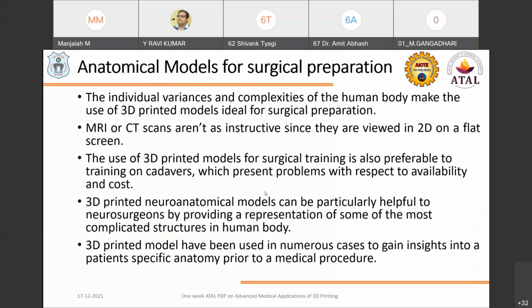The other application is anatomical models for surgical preparation. The individual variances and complexities of the human body make 3D printed models ideal for surgical preparation. MRI or CT scans are not as instructive, since they are viewed in 2D on a flat screen. The use of 3D printed models for surgical training is also preferable to training on cadavers, which present problems with availability and cost. 3D printed neuroanatomical models can be particularly helpful for neurosurgeons by providing a representation of some of the most complicated structures in the human body.